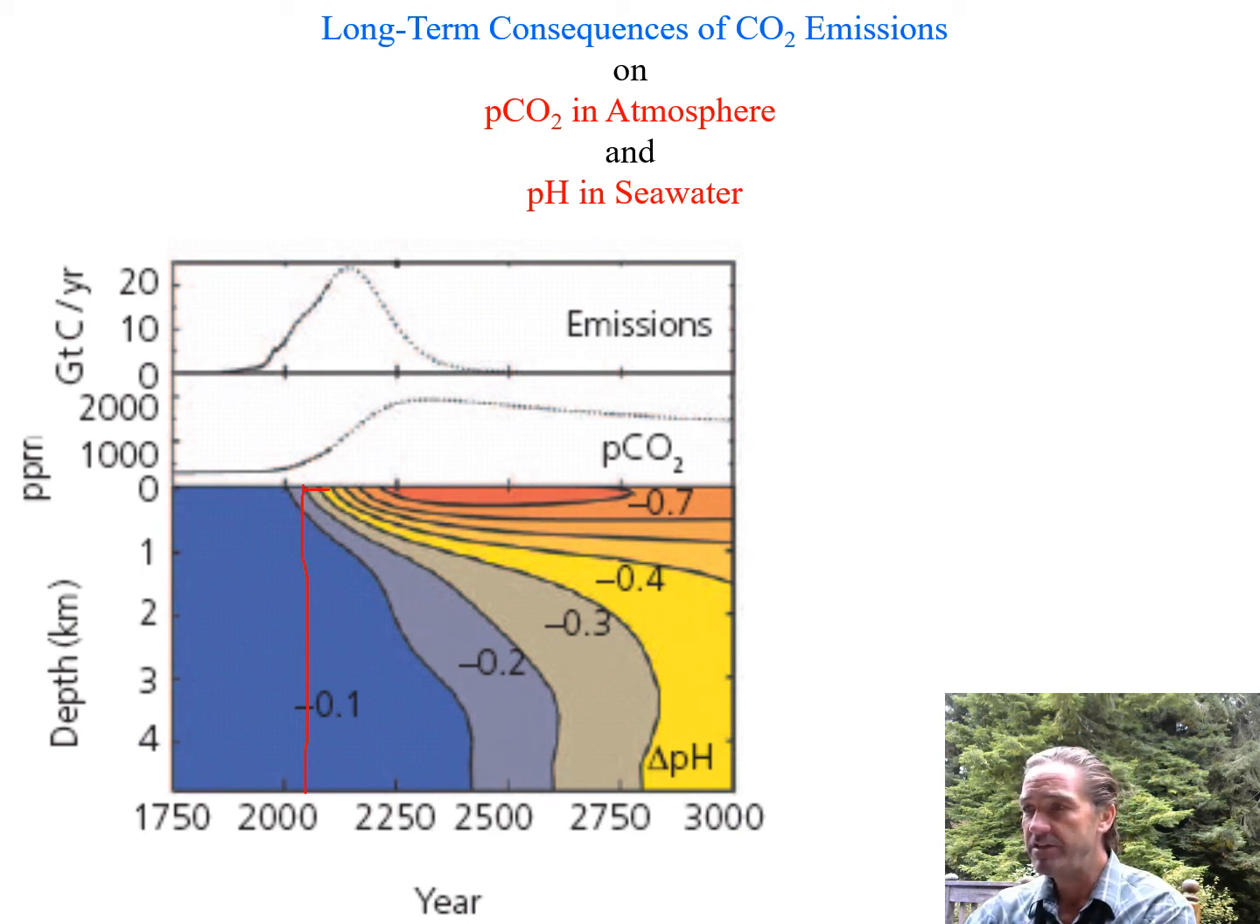And as we continue burning, if we do not stop, we will end up in a situation in 400 years where the pH of the ocean is -7 pH units from where we are today.